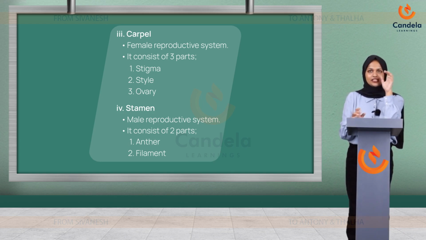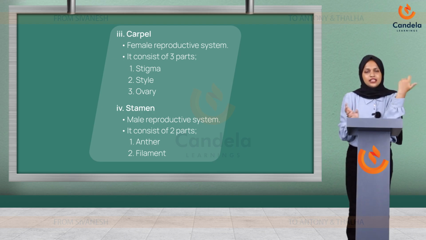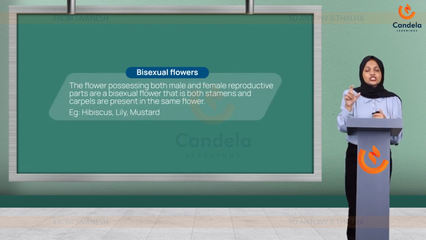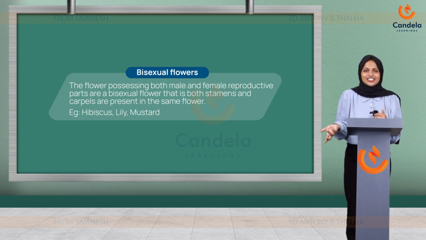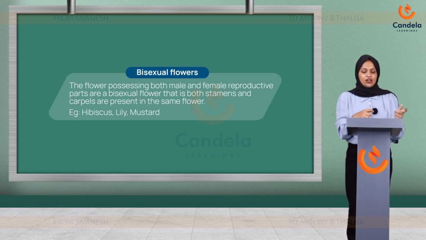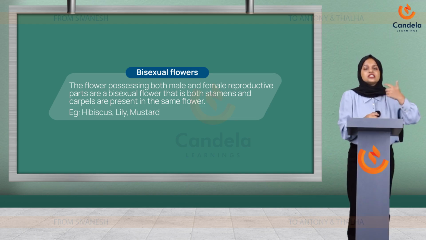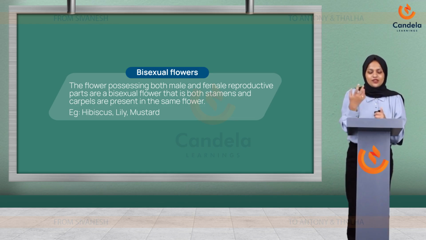Okay, so these are the four parts of a flower. Now, before going into detail on carpel and stamen, you should know some terminologies related to a flower. The first one is bisexual flowers. What is a bisexual flower? Bi means two. If a flower has both sex organs, which means both stamen and carpel, such flowers are known as bisexual flowers.